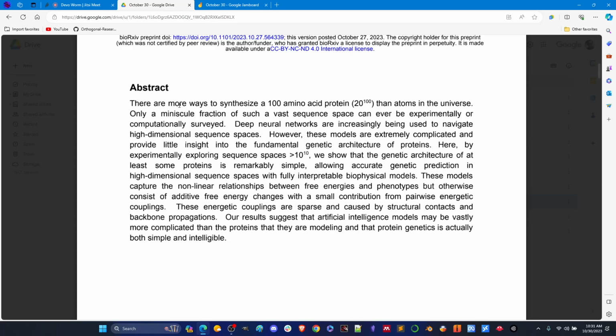So the abstract reads, there are more ways to synthesize a 100 amino acid protein, which is actually 20 to the 100th number of combinations. And that's a lot of combinations. There are more ways to do that than there are atoms in the universe. Only a minuscule fraction of such a vast sequence space can ever be experimentally or computationally surveyed. So we have a problem of computation and a problem of experiment, where there are so many combinations, we can't possibly sort through all of them to find the viable ones. So we have this configurational space, and we have a high configurational entropy of that space.